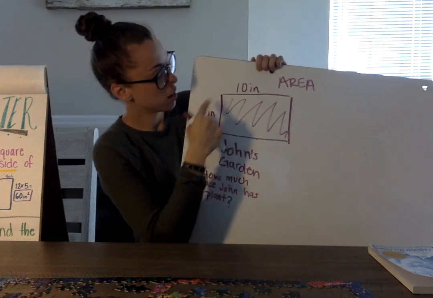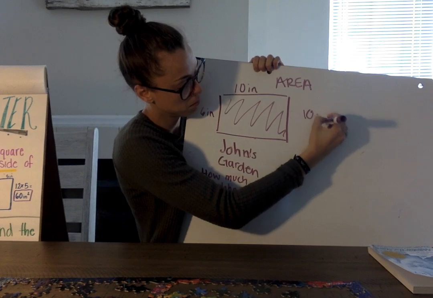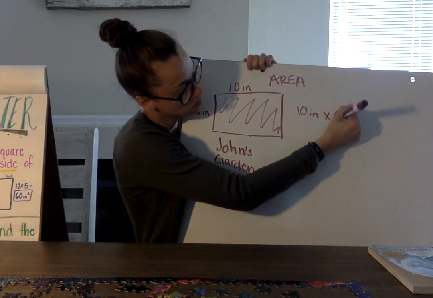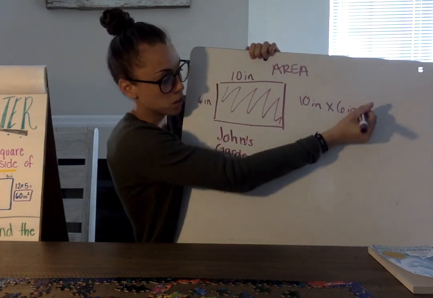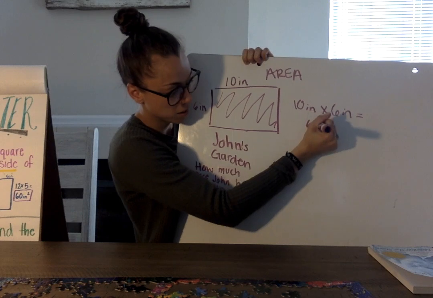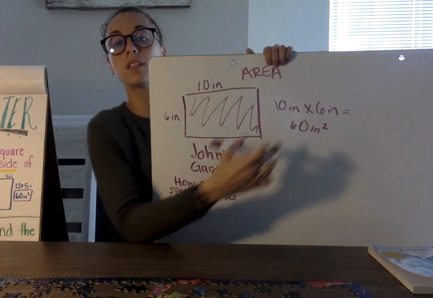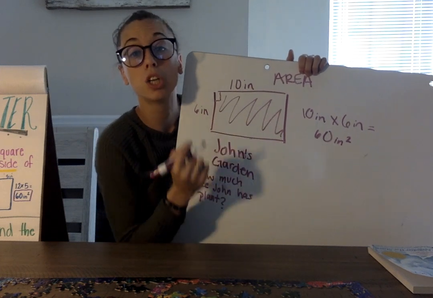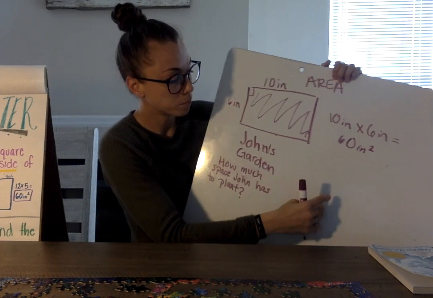So we're going to take our 10-inch length times our 6-inch width. This should be a super easy multiplication problem for you guys. This is going to be 60 inches squared. And we square this because on the inside, it's talking about square units, so we're going to put a square on inches squared.